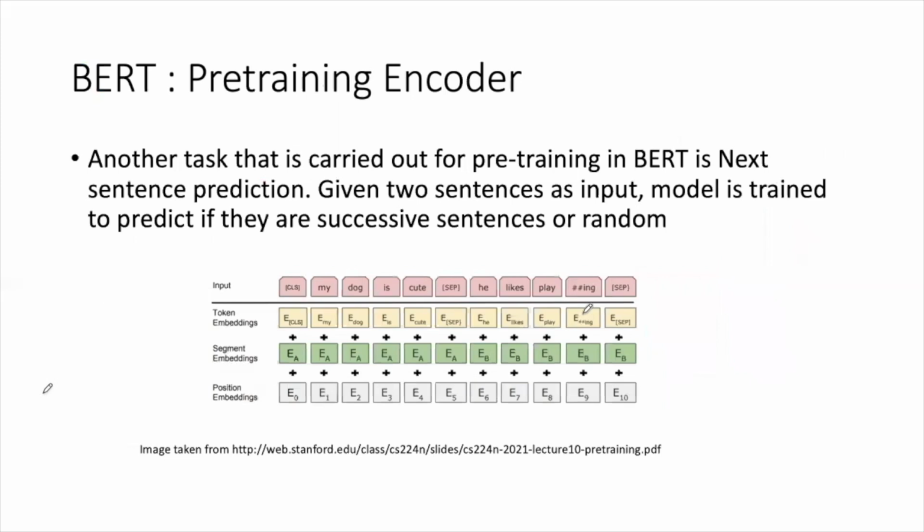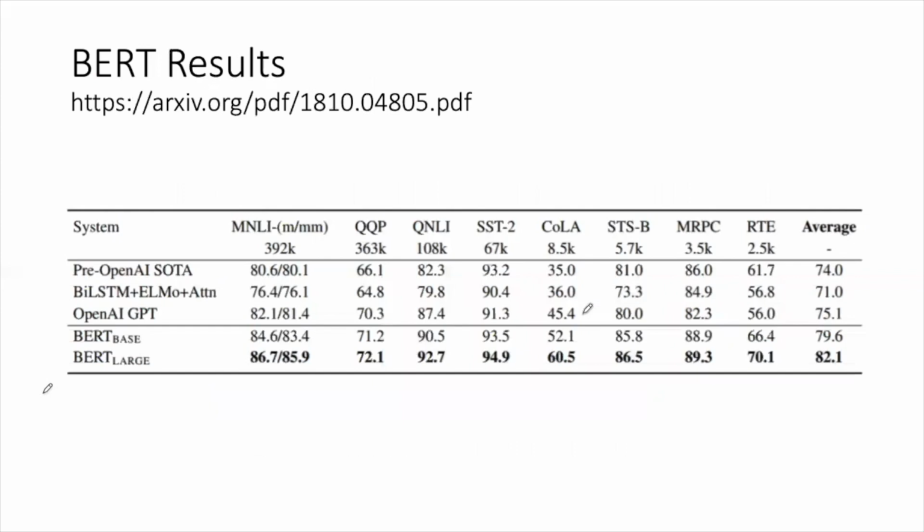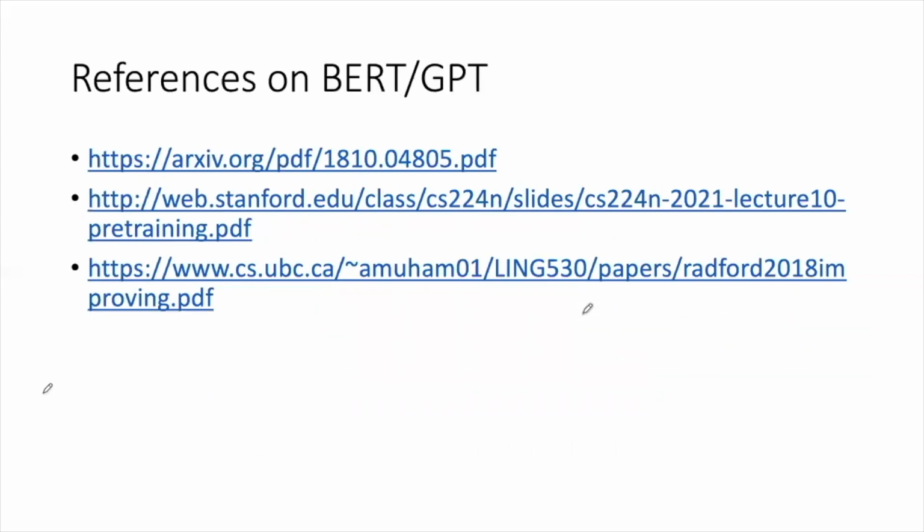So another task in which BERT is trained is also next sentence prediction. So here, what we do is, given two sentences, the model predicts whether the sentences are successive or they are randomly chosen from different places. So once again, BERT, when it was released, showed state-of-the-art performance on all the GLUE tasks. So it beat the other models. Here are some references for BERT.